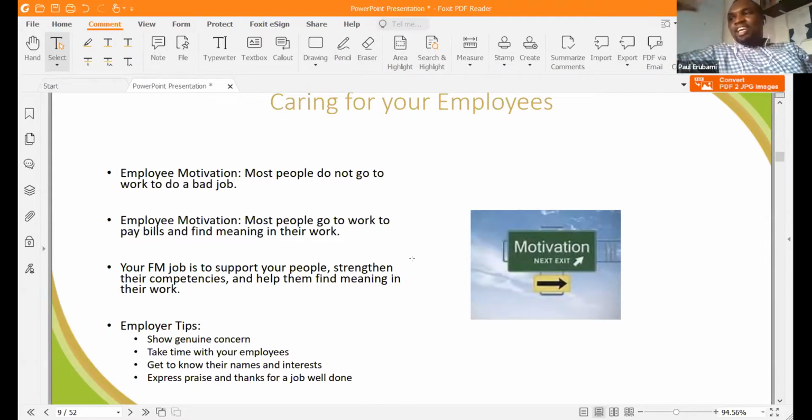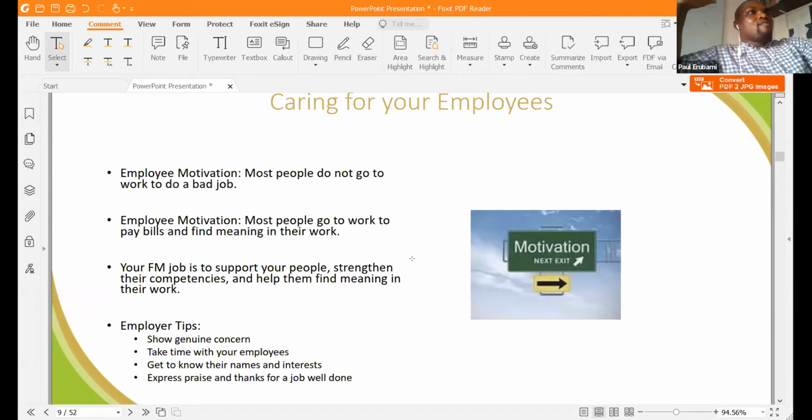So it is very essential, even when people do bad things, to show some level of concern and try to understand things from their perspective. So your FM job is to support your people, strengthen their competence and help them find meaning in their work. As a facility manager, it is very important for you to support your team. Give them a sense of purpose. Give them a strategic direction to go to.